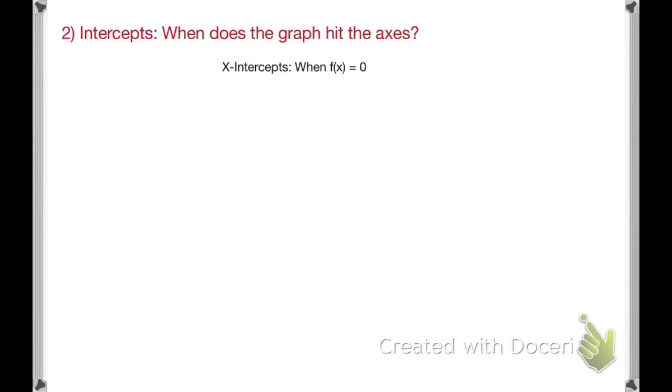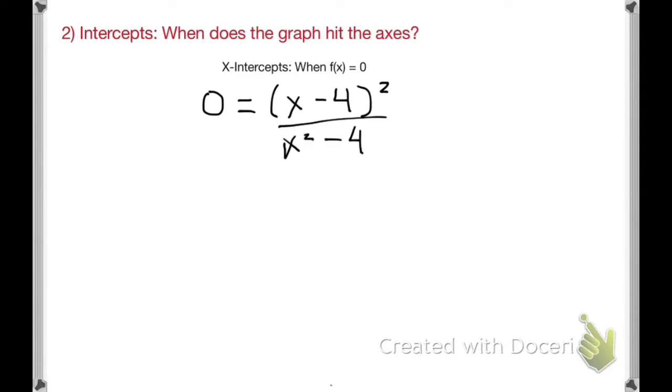Now we're going to move on to intercepts, which is when the graph hits the axes. When we're solving for x-intercepts, that's when our function is equal to 0. So we're going to set our function equal to 0. So we're going to write 0 is equal to the quantity x minus 4 squared over x squared minus 4. We're going to multiply both sides by x squared minus 4. And when you multiply something to 0, it's still 0. So that's going to give us 0 equals the quantity x minus 4 squared.